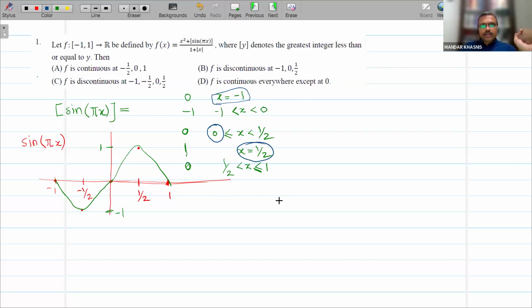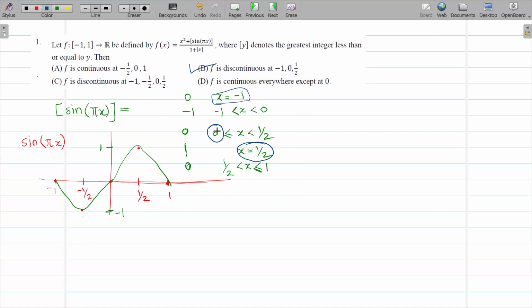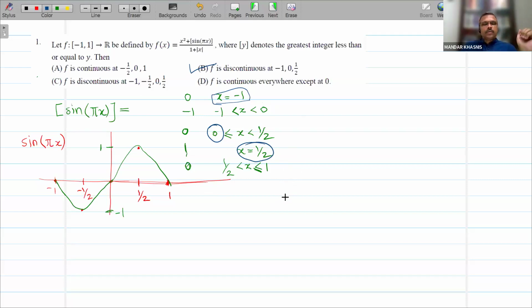Are you getting my point? Is this okay to everybody? Yes, sir. Very good. So finally B is the answer. Only B is the answer. It has a unique answer. At minus half, it turns out to be continuous, interestingly. Right, good.